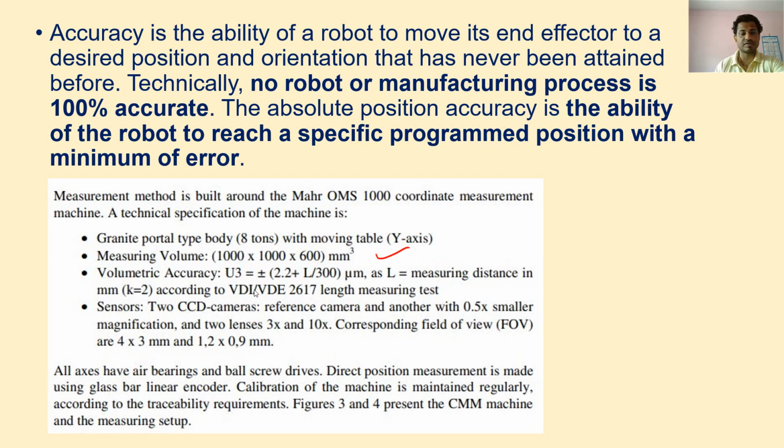A volumetric accuracy has been given: U3 is plus minus 2.2 plus L by 300 micrometers, where L is the measuring distance in millimeters. Sensors: there are 2 CCD cameras, a reference camera and another with 0.5x smaller magnification, and 2 lenses, 3x and 10x, corresponding to the fields of view of 4 by 3 mm and 1.2 by 0.9 mm. All axes have air bearings and ball screw drives. Direct position measurement is made using a glass linear encoder. Calibration of the machine is maintained regularly according to traceability requirements. Figures 3 and 4 present the CMM machine and measuring setup.